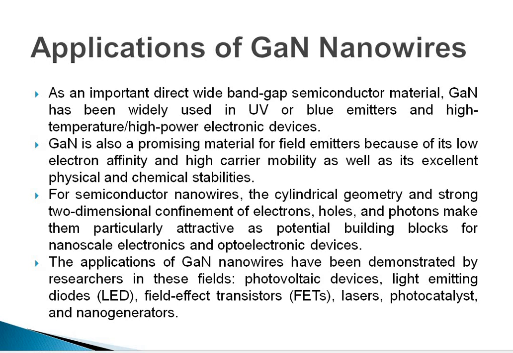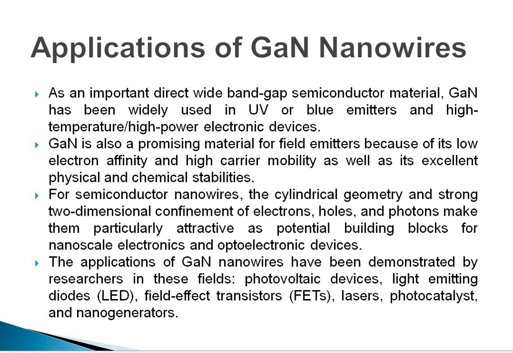Gallium nitride is also a promising material for field emitters because of its low electron affinity and high carrier mobility, as well as its excellent physical and chemical stabilities. Next, for semiconductor nanowires, the cylindrical geometry and strong two-dimensional confinement of electrons, holes, and photons make them particularly attractive as potential building blocks for nanoscale electronic and optoelectronic devices.